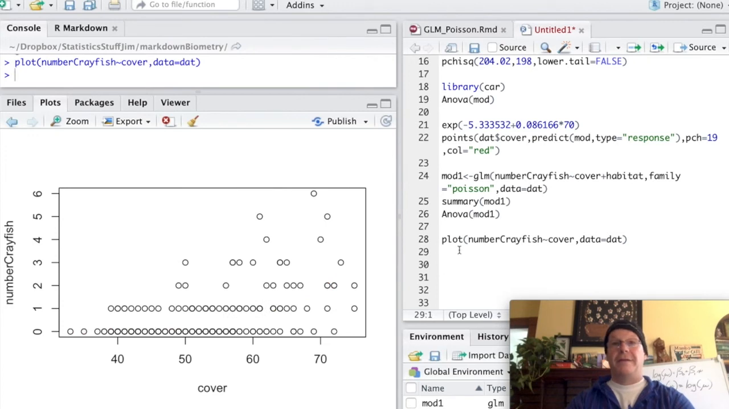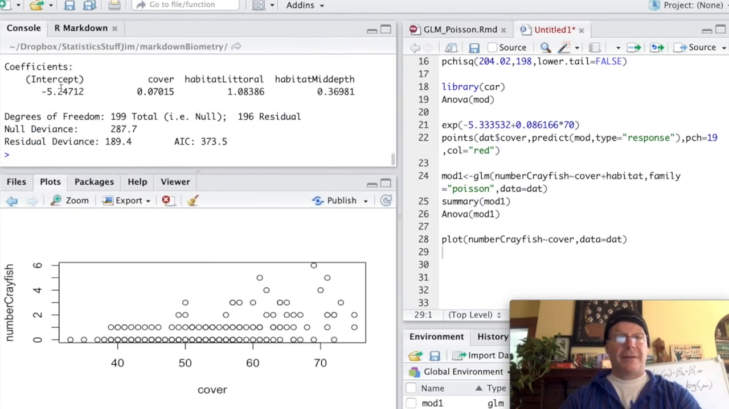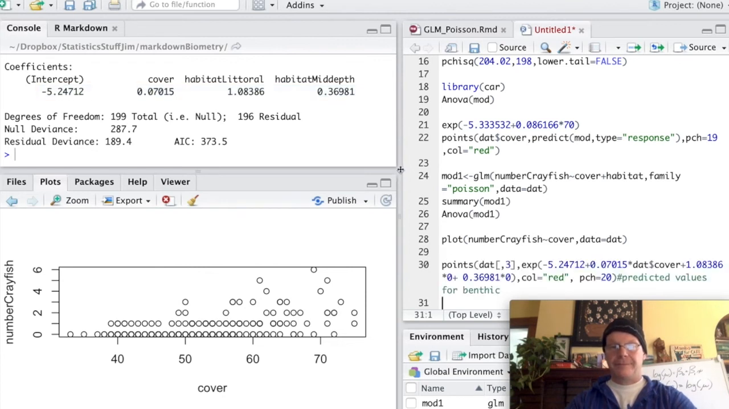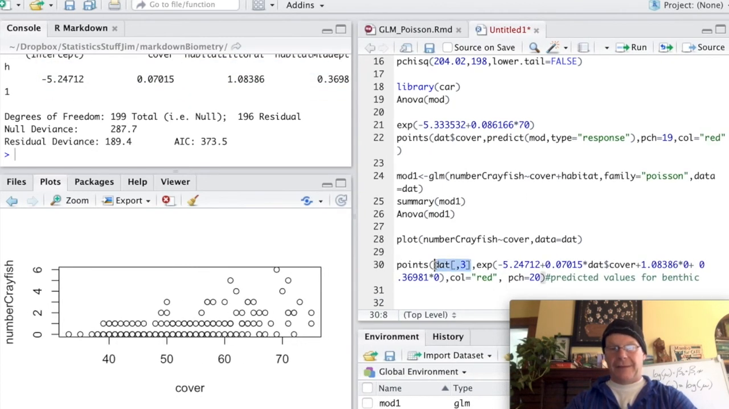Okay, so there again is all of our raw data. And given that we have our parameter estimates, mod 1, there's our parameter estimates right there. We can go ahead and add points for each one. What I'm going to do is cut and paste this. On the x-axis is going to be the amount of cover for each of those. And then here again is our model.